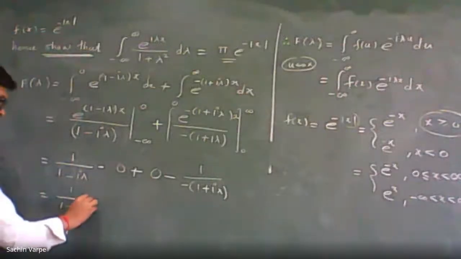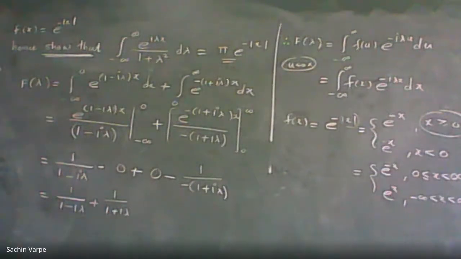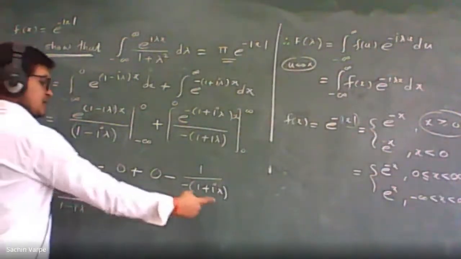Plus, now this at the limits. Here it is x. So when x is equal to infinity, this will be e raised to minus infinity, and that will be 0. Minus this function at the lower limit, that is x is equal to 0. So e raised to 0, so 1 upon minus of 1 plus i lambda. Please check the calculations and ask if any doubt. So what am I doing? 1 upon 1 minus i lambda plus 1 upon 1 plus i lambda. Please check.